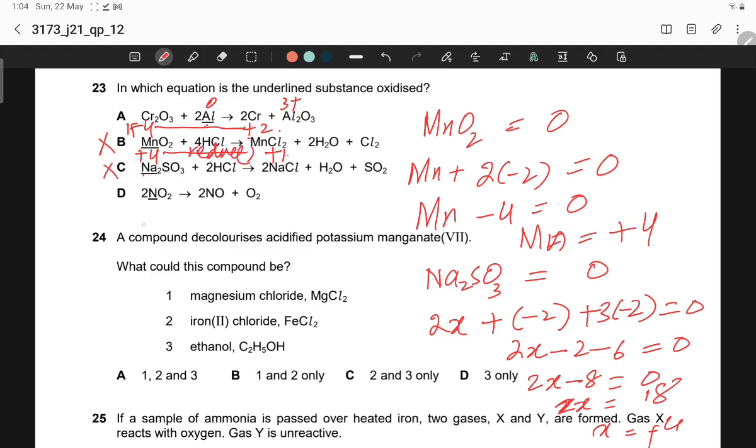This is also incorrect. NO2: N plus 2 times minus 2 is equal to 0. N minus 4 is equal to 0. Over here plus 4, N is equal to plus 4, and over here NO plus 2. So this is also incorrect. This is also reduced. Only A option, where aluminum is going to be oxidized after losing 3 electrons to form a 3 plus charge. So A option is correct.